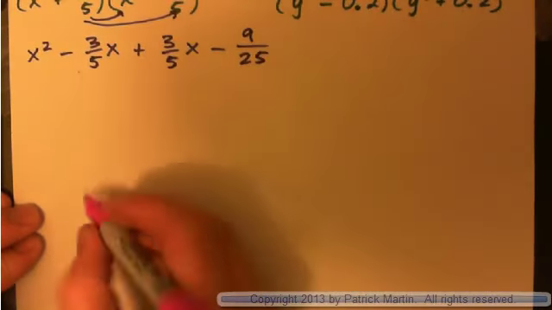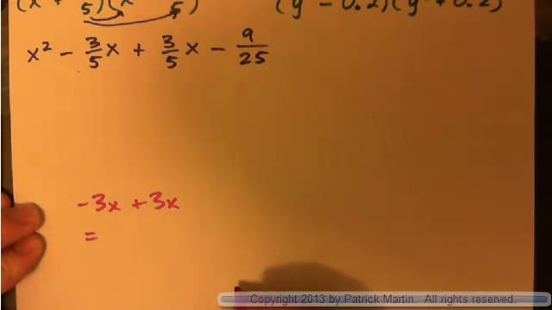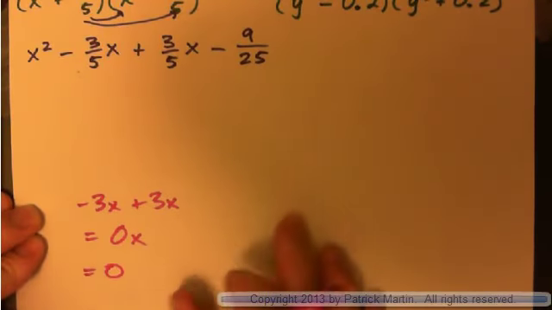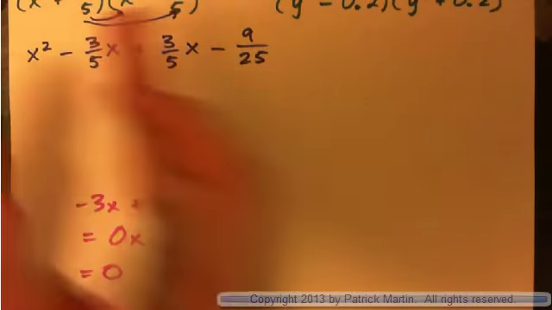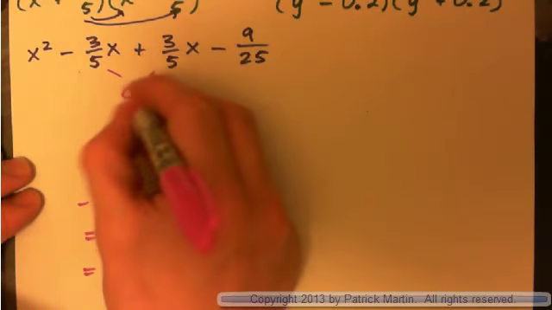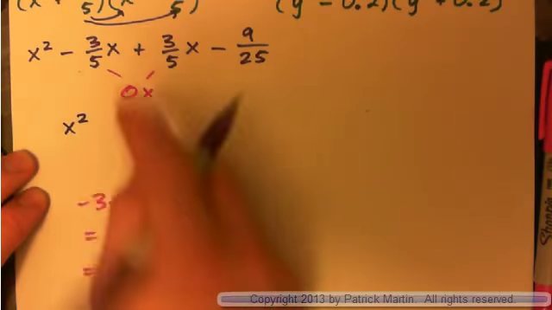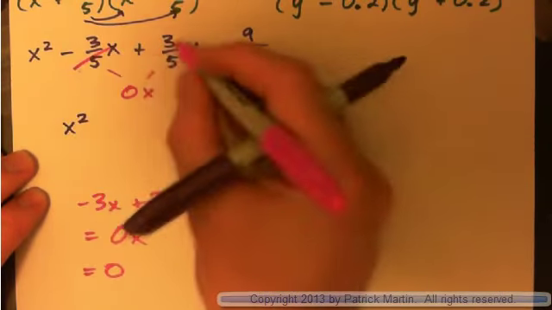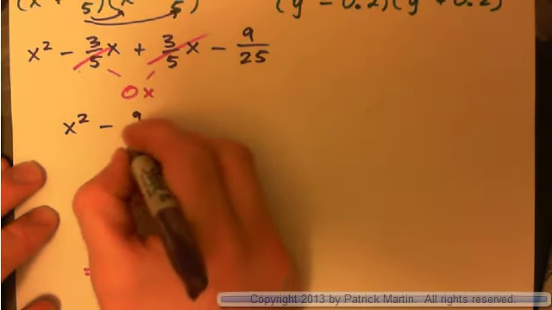Let me just ask you quickly, what would negative 3x plus 3x be equal to? Wouldn't that be 0x, or 0? Does that make sense? 0x is just 0. So what about negative 3/5 x plus 3/5 x? It's just like negative 3/5 plus 3/5, 0, isn't it? So these two just make 0x, or 0. So the answer is just x squared. These two just make 0, we can just cross them out. So x squared minus 9 over 25.